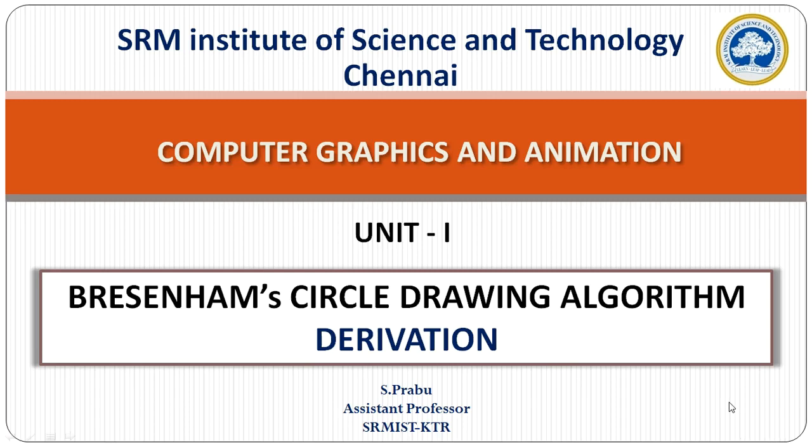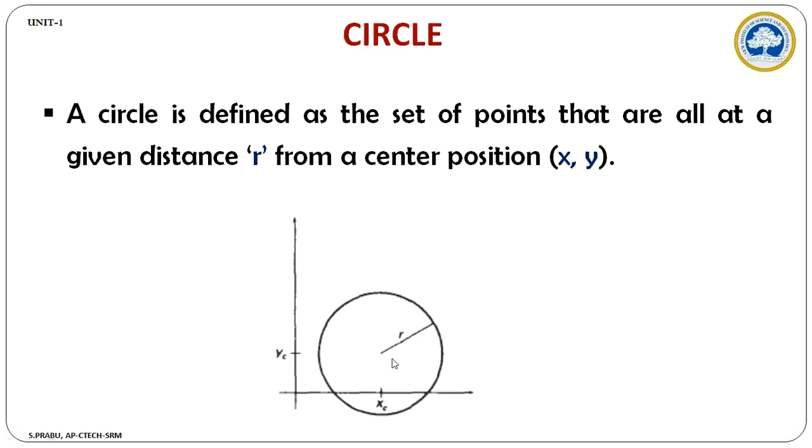Hello students, in this video I am going to teach Bresenham's circle drawing algorithm derivation part. The circle can be defined like this: the collection of pixels surrounded from the center point at the same distance. The distance is called radius and we denote the coordinates of the center point as xc and yc.